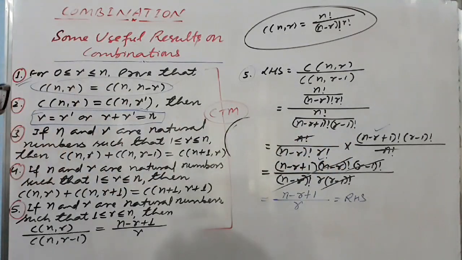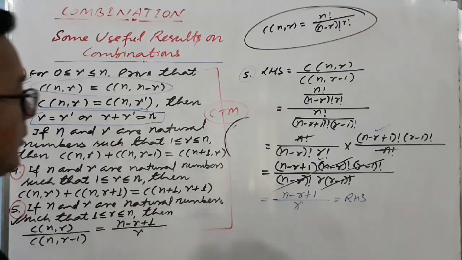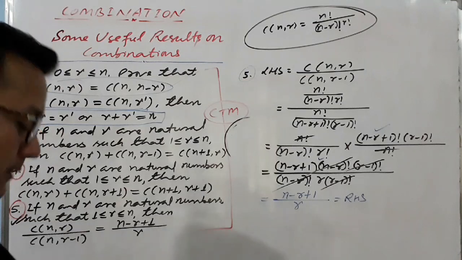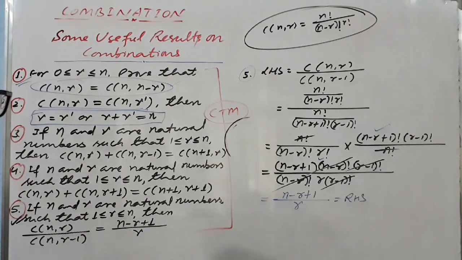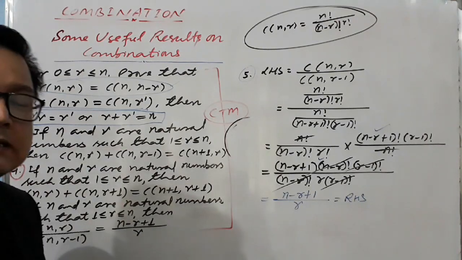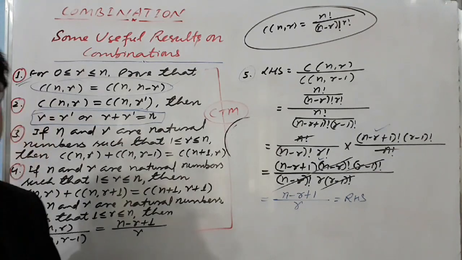So this way we can prove. You have to memorize this result also. If you have C of n comma r over C of n comma r minus 1, you can directly write n minus r plus 1 over r. So this way you can memorize. These are all useful results on combinations. If you know all these, including the theorem, then you can handle the practical questions very easily. So I'm pretty sure you will not have any problem.